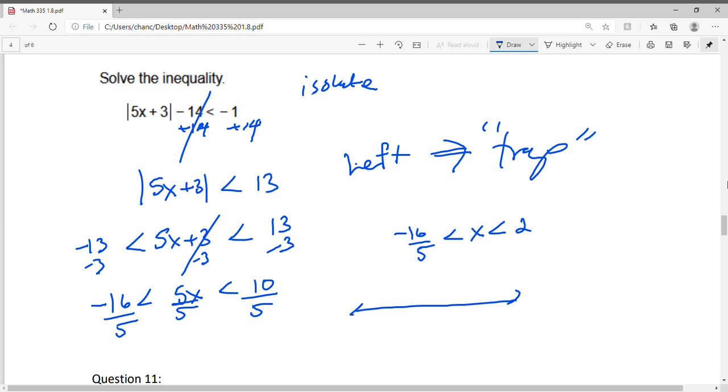If I graph this on the number line, I can clearly see my interval notation. And that's going to be shaded between because this is a trap and they're open circles because there's no equal sign underneath. What's my interval notation? It's negative 16 over 5, comma 2.